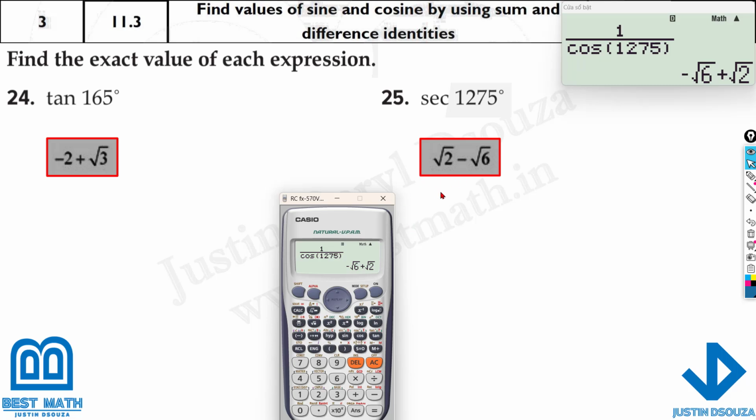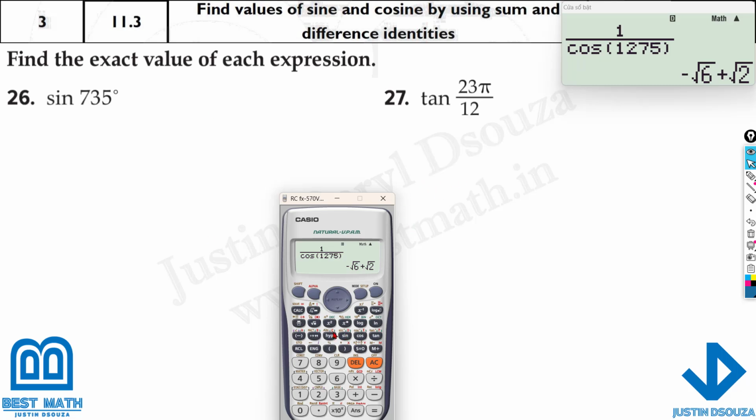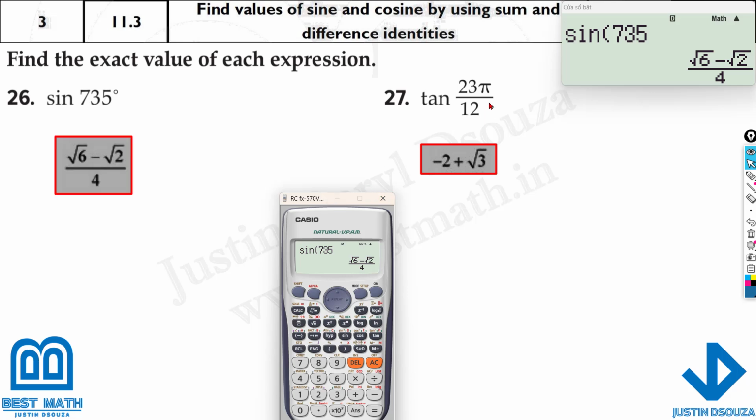That's the only thing. And now here we have sine 735. Very simple. But what about this here? Tangent, we have 23 pi, shift and pi over here, divided by 12. And make sure it's in radian mode because we have pi. Whenever there's pi, it's radian. If this degree is not there, it means it's in radian. And it's minus 2 plus root 3.